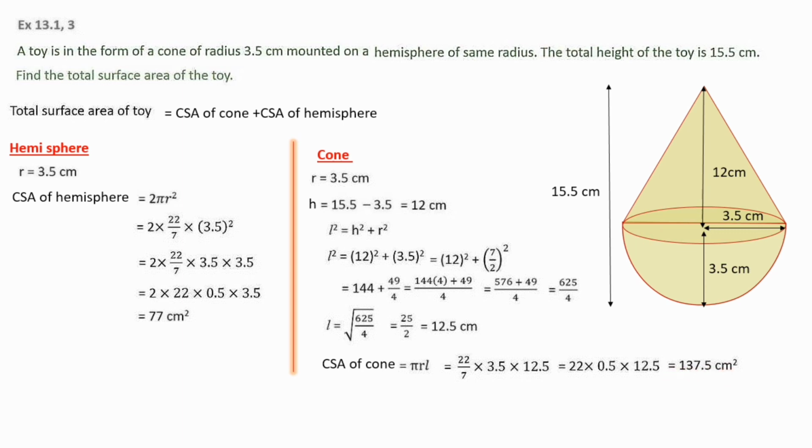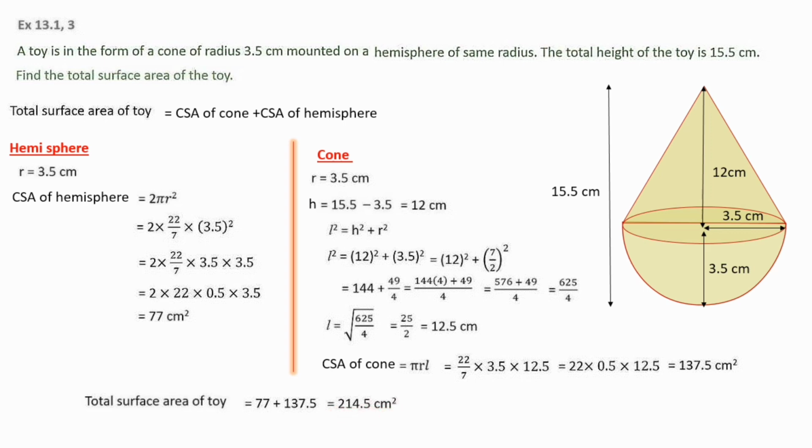So now we have got curved surface area of hemisphere as 77 centimeter square. Then curved surface area of cone as 137.5 centimeter square. Now we have to go for finding the total surface area of the toy. Total surface area of the toy is equal to CSA of cone plus CSA of hemisphere. That is 77 plus 137.5. We have to add both the quantities. So we will get the answer as 214.5 centimeter square.